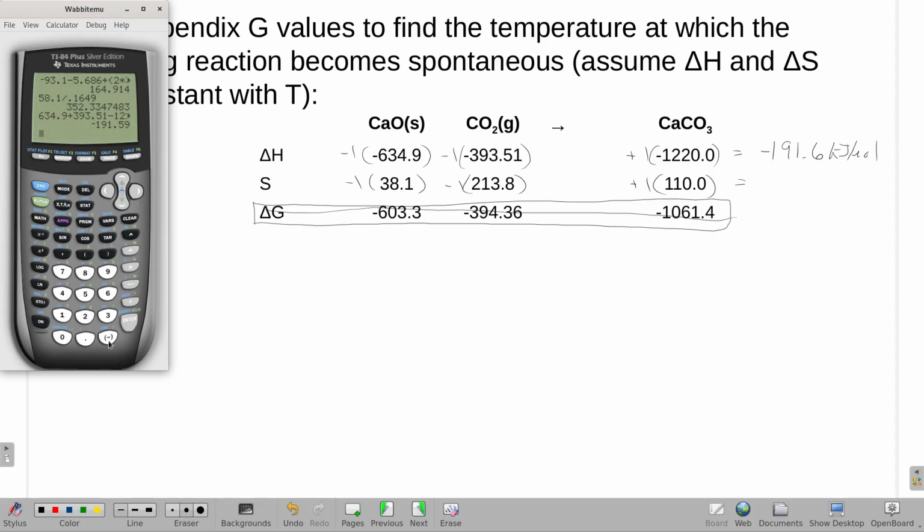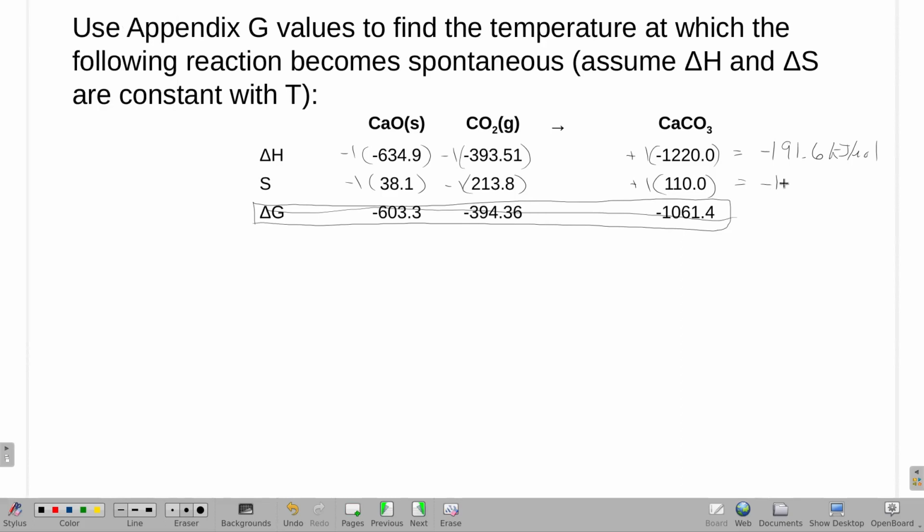And I have negative 38.1 minus 213.8 plus 110.0, and I get a negative 141.9. They're both negative, so this is spontaneous at low temperatures.